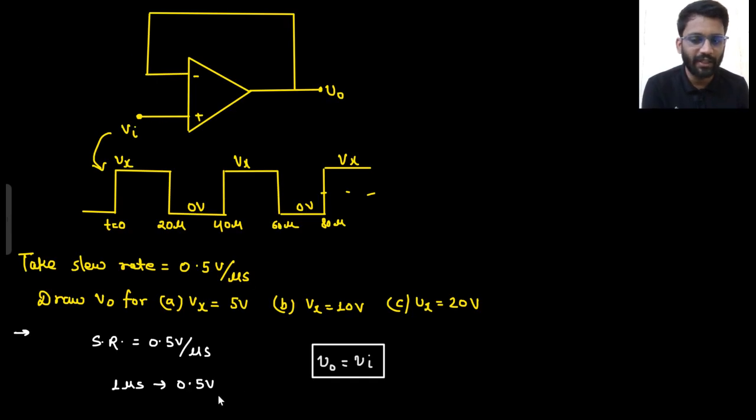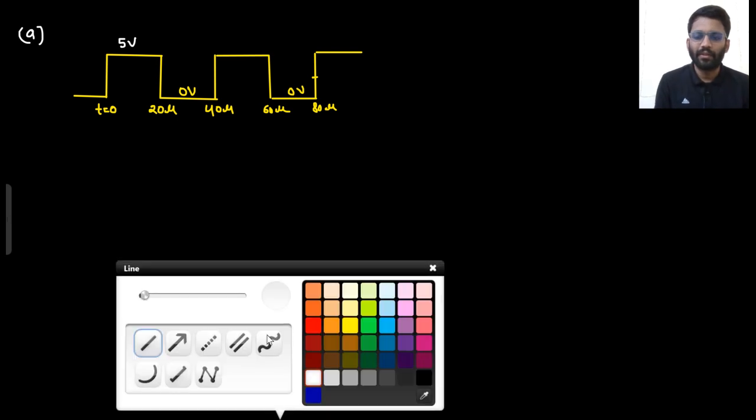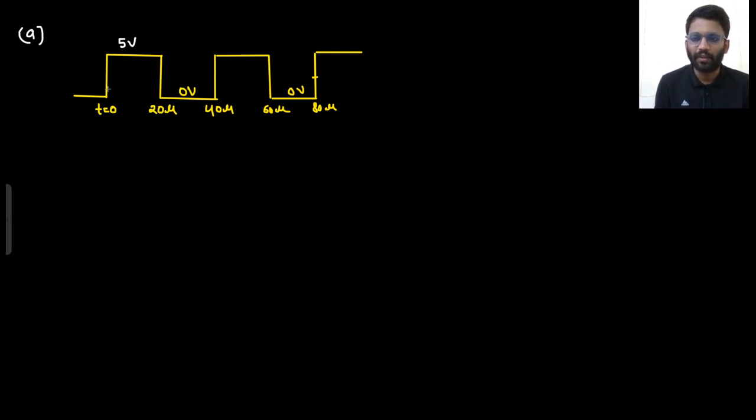In 1 microsecond I am getting 0.5 volt. So in 10 microsecond you will get 5 volt. In 20 microsecond you will get 10 volt, right? So in 10 microsecond only I will get to 5 volt, and then I will remain there. Then the output will remain at 5.